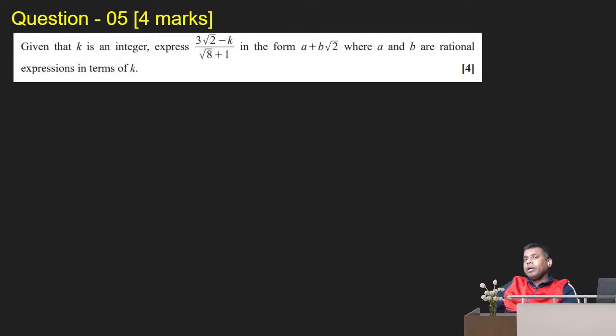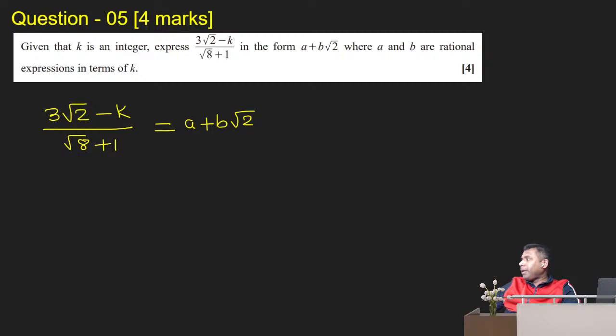So question number 5. Again, this is the second or third topic from your OCR AQA book, and in Edexcel this is chapter 2, simplifying powers and surds and things like that. Given that k is an integer, express (3 root 2 minus k) over (root 8 plus 1) in the form a plus b root 2. So they are asking you to write this in this form, where a and b are rational expressions in terms of k, right?